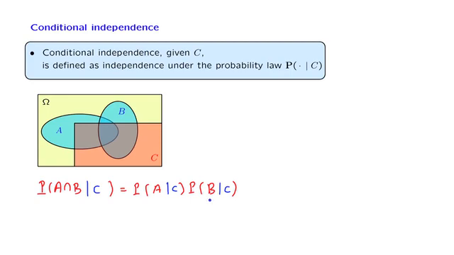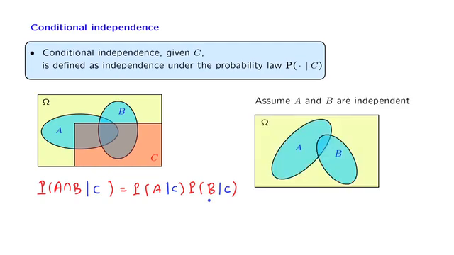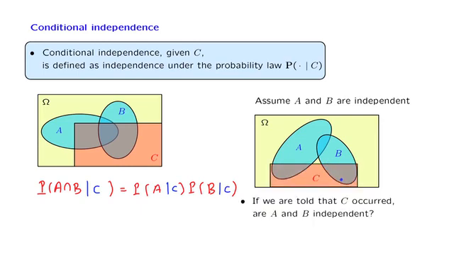We may now ask, is there a relation between independence and conditional independence? Does one imply the other? Let us look at an example. Suppose that we have two events, and these two events are independent. We then condition on another event C, and suppose that the picture is like the one shown here. Are A and B conditionally independent?